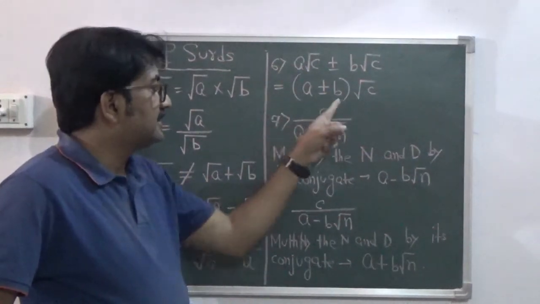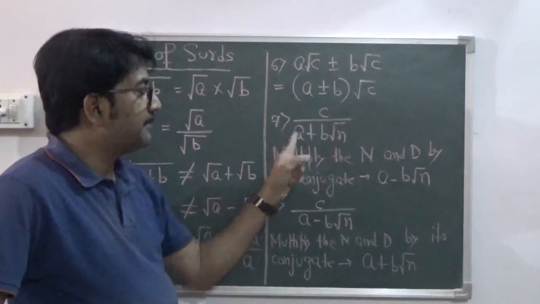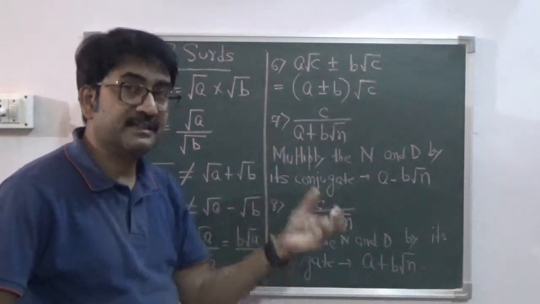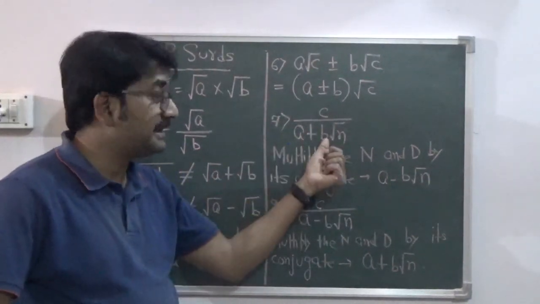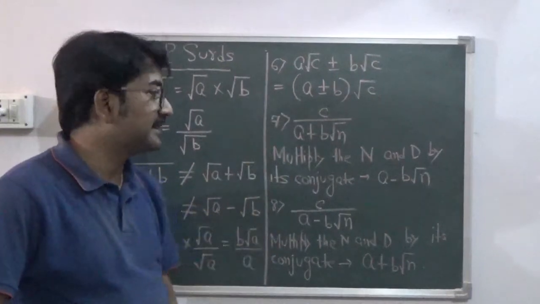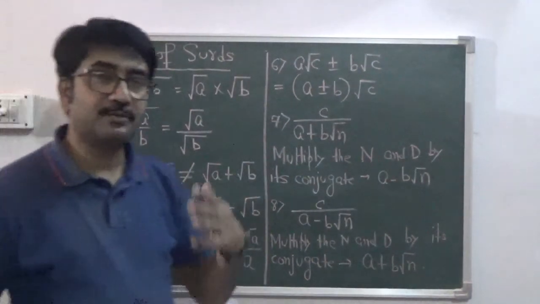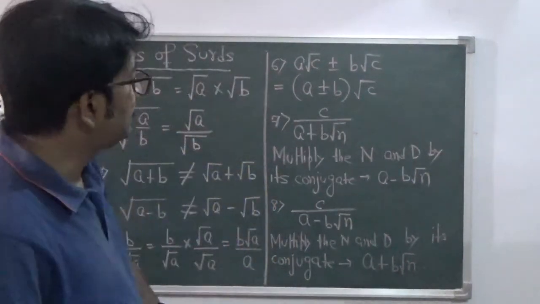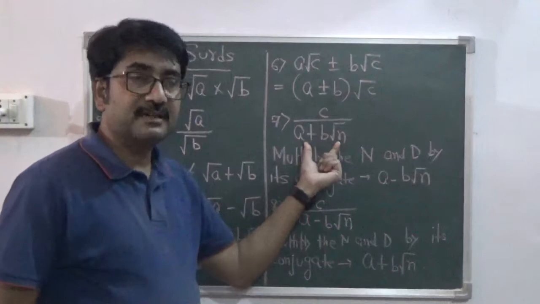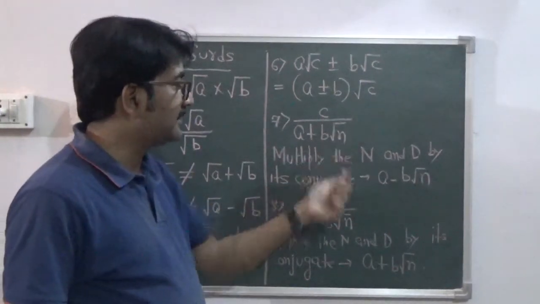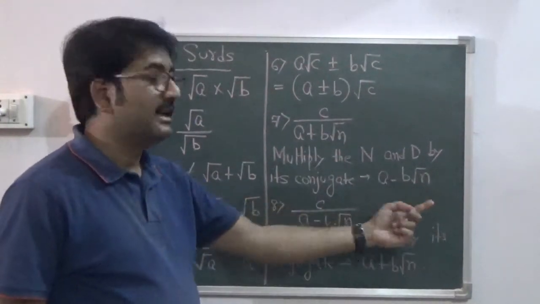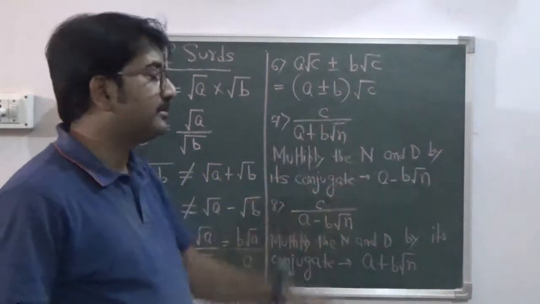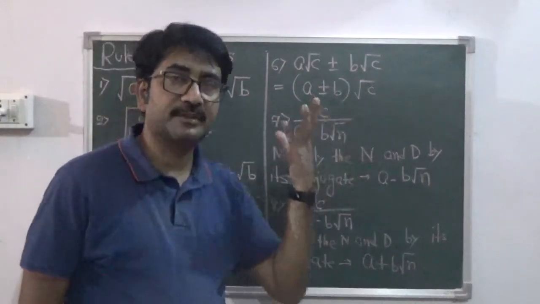Then 7th, C by A plus B root n. A plus B root n is a mixed irrational number, which consists of one rational part and one irrational part, so overall it is an irrational number. Again we need to get rid of the irrational nature in the denominator. For that you have to multiply this number with its conjugate. Conjugate means if it is A plus B root n, then its conjugate is A minus B root n. So we will multiply A minus B root n in the numerator as well as in the denominator, and then we can get rid of this irrational nature of the denominator.